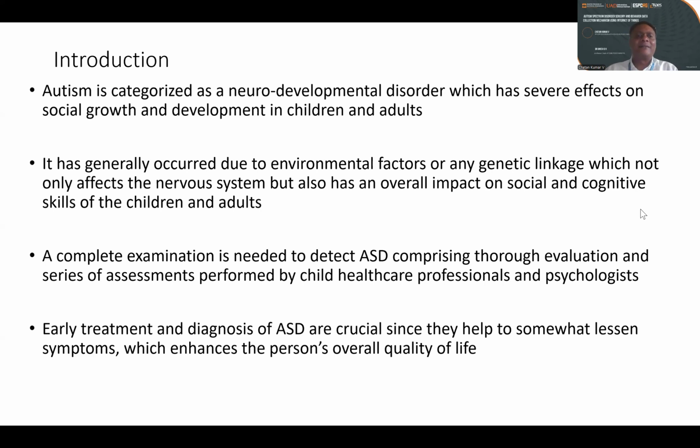It generally occurs due to environmental factors or other genetic disorders or linkages, which not only affect the nervous system, but also have an overall impact on social and cognitive skills of children and adults. A complete examination is needed to detect ASD, comprising a thorough evaluation and a series of assessments performed by child healthcare professionals and psychiatrists. Also, early treatment and diagnosis of ASD are crucial since they lessen the symptoms, which enhances the person's overall quality of life.